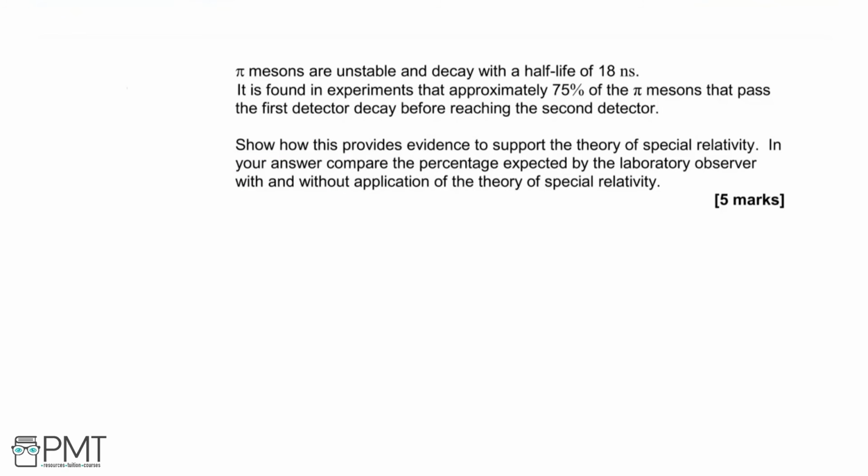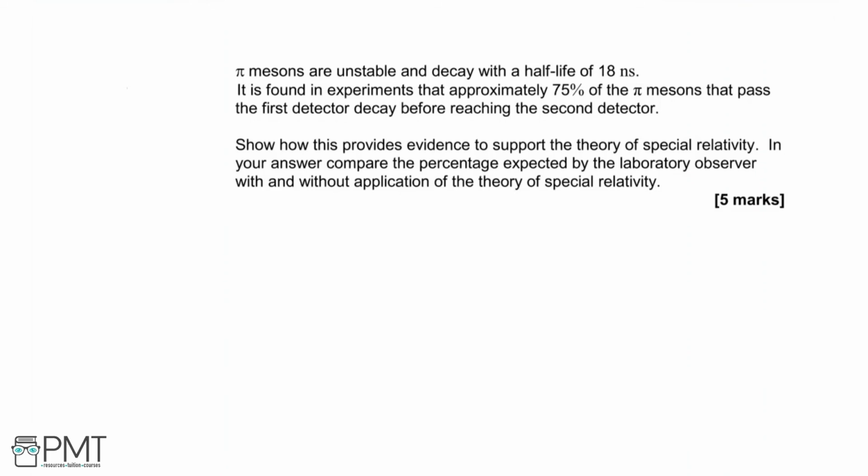Pi mesons are unstable and decay with a half-life of 18 nanoseconds. It is found in the experiments that approximately 75% of the pi mesons that pass the first detector decay before reaching the second detector. Show how this provides evidence to support the theory of special relativity. In your answer, compare the percentage expected by the laboratory observer with and without application of the theory of special relativity. Now let's just look into this question closely and see where the key pieces of information are that are going to help us to get those 5 marks.